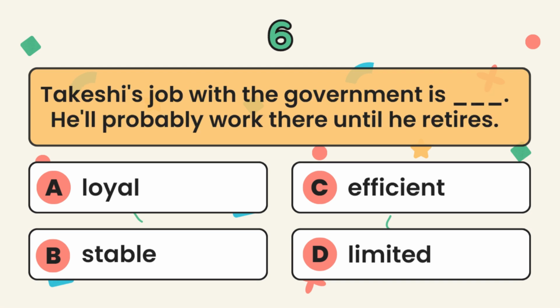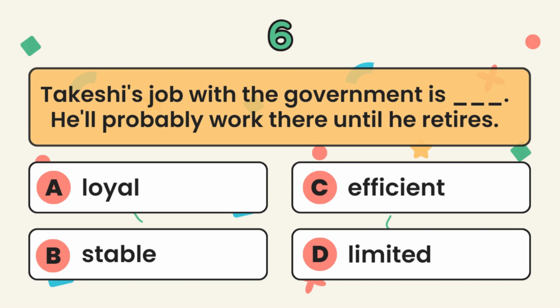For number 6, Takashi's job with the government is blank. He'll probably work there until he retires. So, for number 6, the correct answer is stable. Why stable? Because Takashi's job with the government is stable. He'll probably work there until he retires.